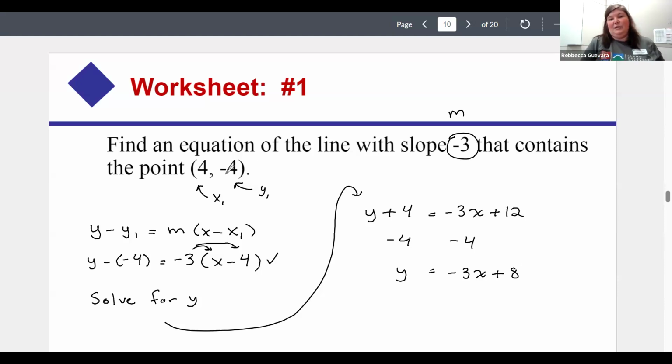And like I said, you can put the point back in. So if we put 4 back in, -3 times 4, that is going to be a -12 plus 8. It's going to leave me with a -4. Like I said, it's always best to go back and check to make sure this point had actually worked. And that is going to be the equation for a line. So y equals -3x plus 8.